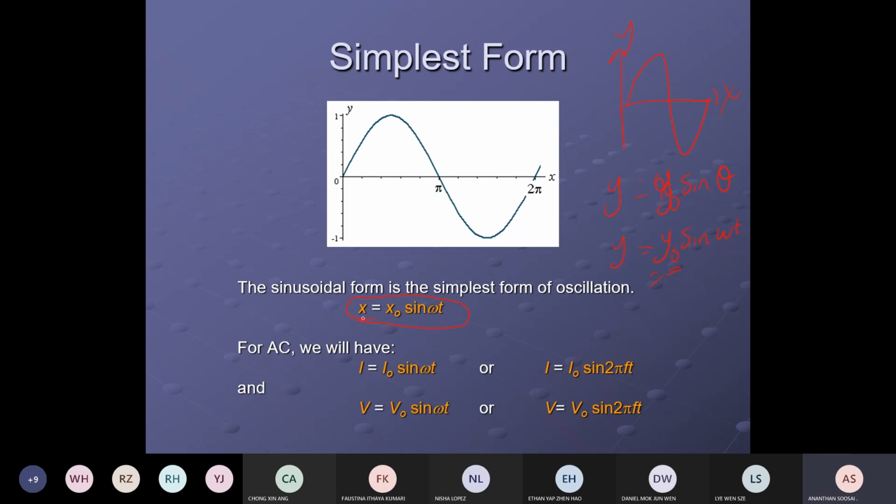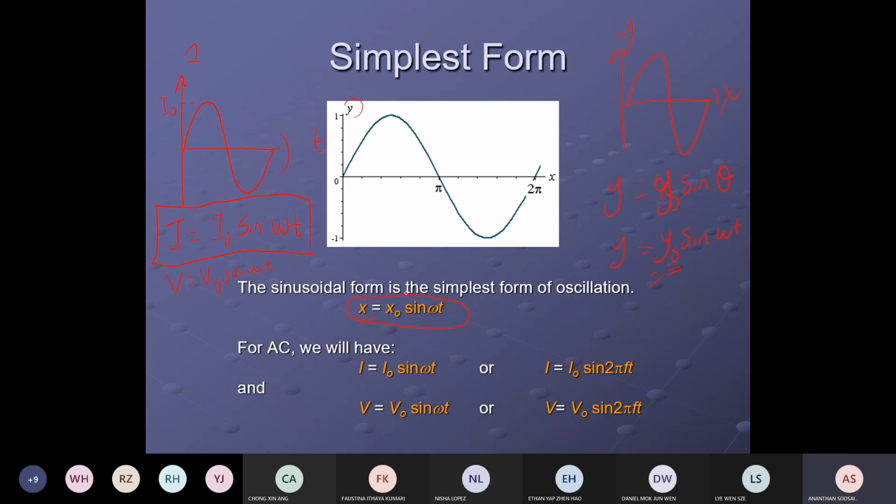So the x is whatever quantity is up here. Let's say it's current versus t, AC current. How is the equation going to look? I equals the peak value, normally we put I naught, so I naught sine omega t. This is the formula for alternating current. If it's V, then the voltage will be V naught sine omega t.